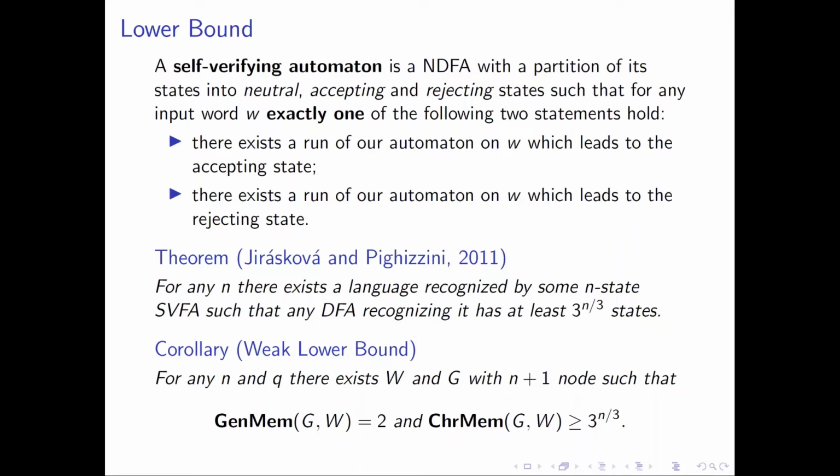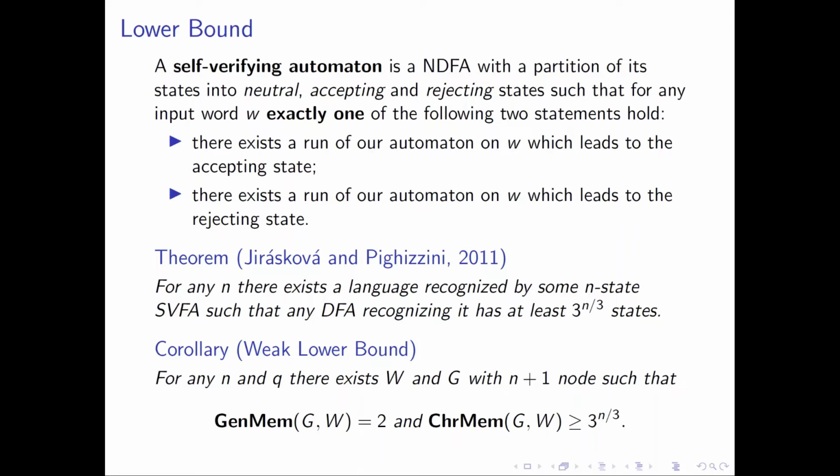And then if we have a self-verifying automaton, then we can assign to it a language recognized by it by just taking the set of all input words for which there exists a run which leads to an accepting state. And so this notion lies somewhere in between deterministic finite automata and non-deterministic finite automata. Because, well, not all non-deterministic finite automata are self-verifying.